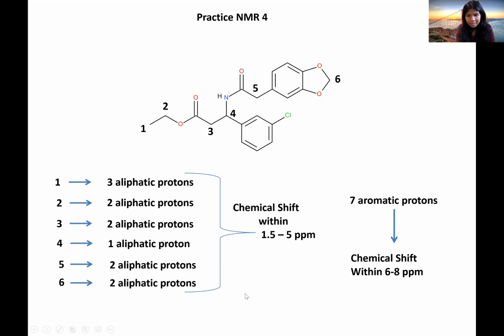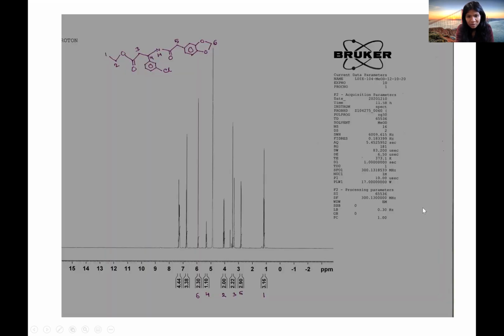Now let's check the NMR for aromatic protons. We have 7 aromatic protons, and here you can see we have 4 plus 3, 7. So this region is matching, but we have one extra proton. So it should be 2, but it is 3. So maybe some impurity is there in this compound. So either we have solvent impurity or we have some other impurity.